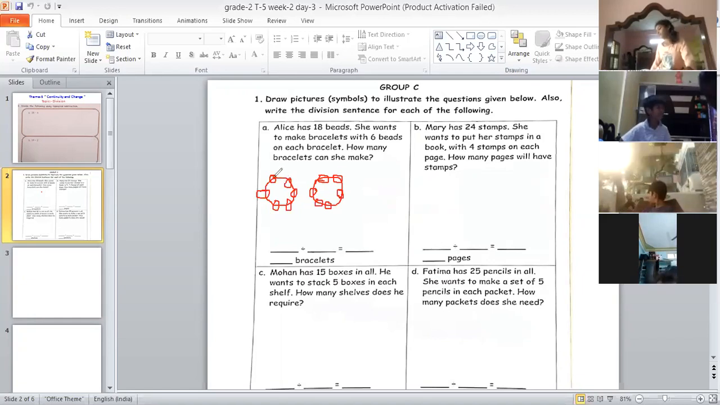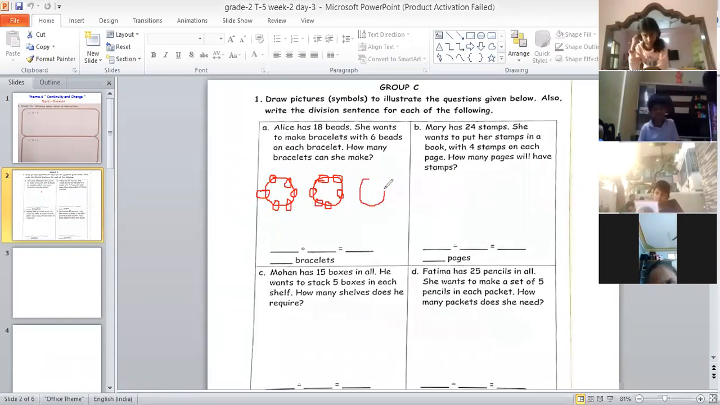Let us count. We'll start from the first bracelet and count the total number of beads we have till now. So we have 1, 2, 3, 4, 5, 6, 7, 8, 9, 10, 11, 12. Till now we have 12 beads, right? And the total number of beads was 18. Now let us try and make one more bracelet because we have used only 12 beads till now and we have to use 18 beads. So let us make one more bracelet with 6 beads and then we'll count the number of beads altogether.